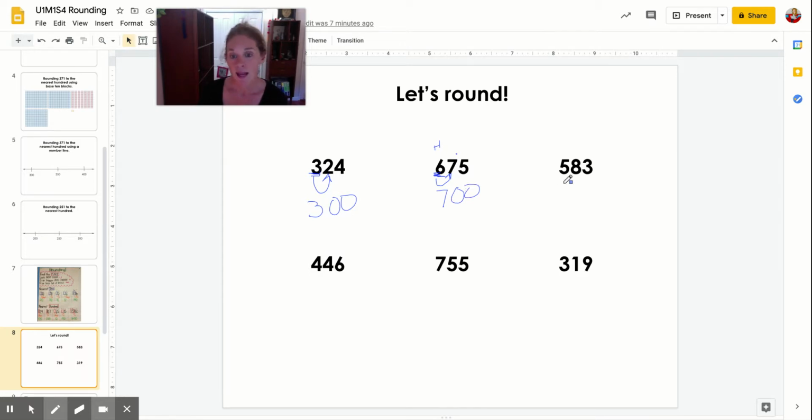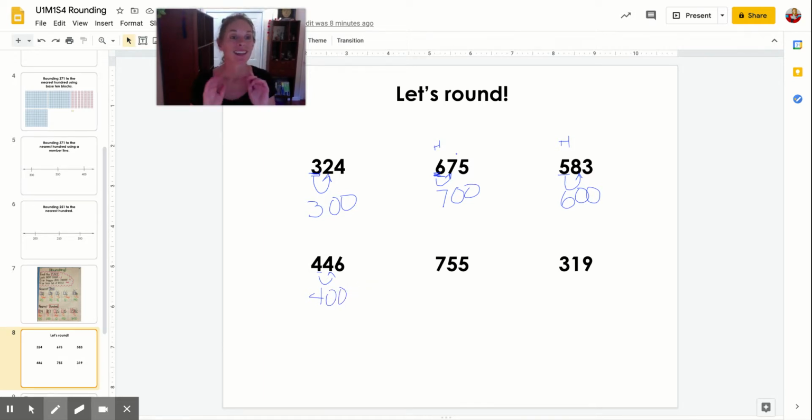700. Find the place, 5. Look next door, 8. 5 or bigger, yes. Add one more. 600. I'm doing your work for you because I'm having so much fun. Find the place. Look next door. 4 or less, let it rest. Let it rest. That means no. All right, I will let you do the other two.